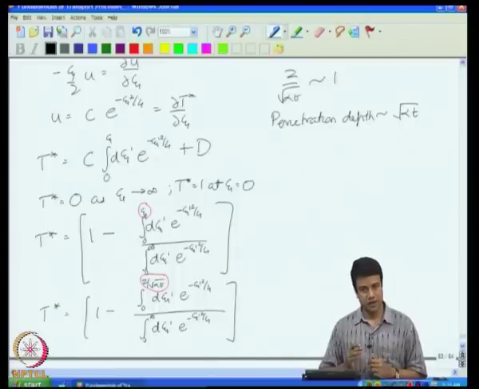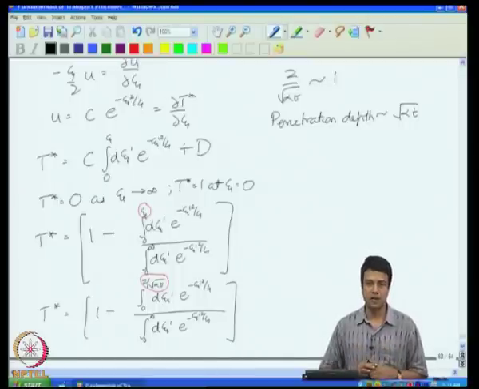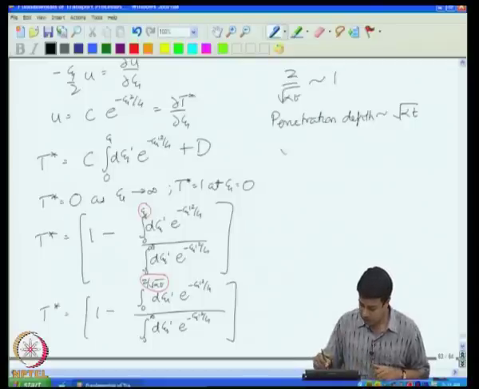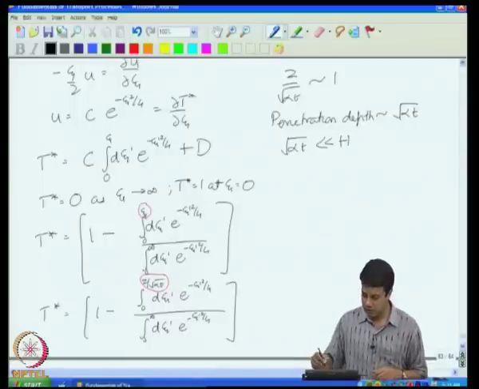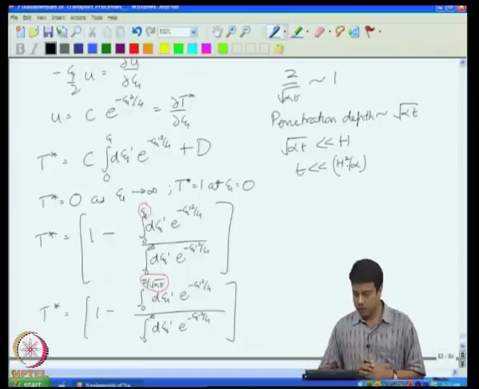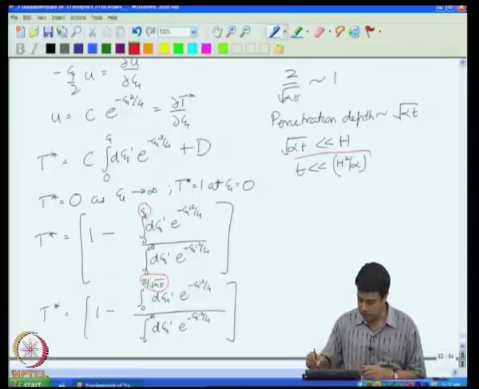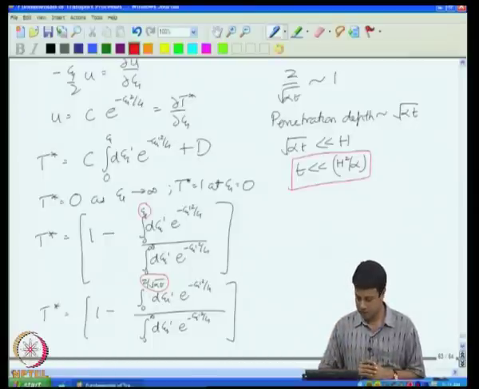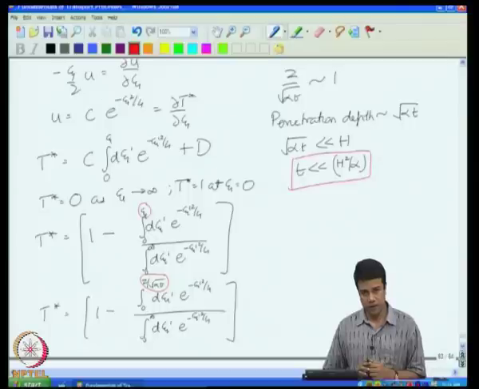The next question: what did we mean initially when we said that the time is small enough that the penetration depth is small compared to the total height? Penetration depth is small compared to the total height only when square root of alpha t is small compared to the height h, or when t is small compared to h square by alpha. So, this is the time period over which we can use a similarity solution, when the transport problem looks like the transport into an infinite fluid, because the height is large compared to the penetration depth. So, this gives me the temperature profile at every instant in time.